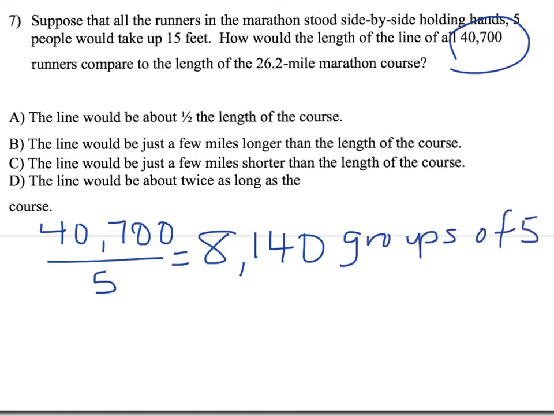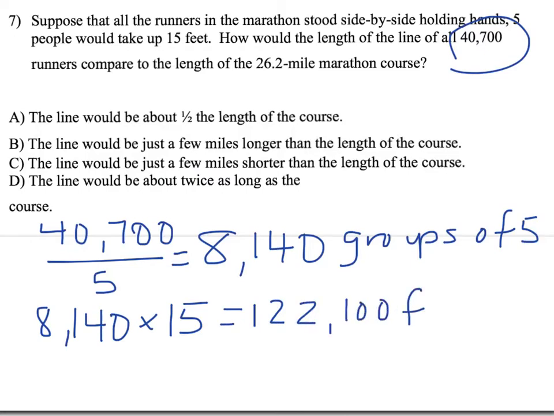And then there are these 8,140 groups, but each of those 5 people take up 15 feet. So if I know that there's 8,140 groups, each at 15 feet, that gives me a total of 122,100 feet is what all of these people span. And now I just have to see what the conversion is between feet and miles, and then I can go from there. Well, setting up a proportion is what I'm going to need to do.